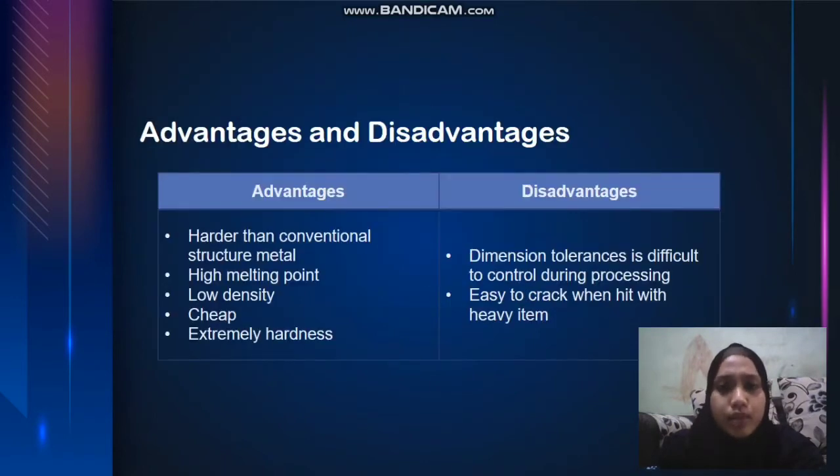This is the pros and cons for ceramic insulator. The pros of the ceramic insulator are that it is harder than conventional structural metal, high melting point, low density, cheap, and extremely hard. For disadvantages, the dimension tolerance is difficult to control during processing, and it is easy to crack when hit with a heavy item.